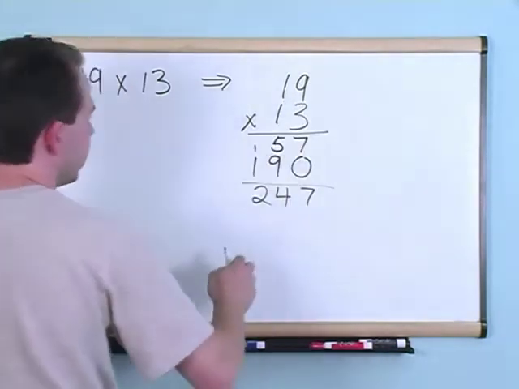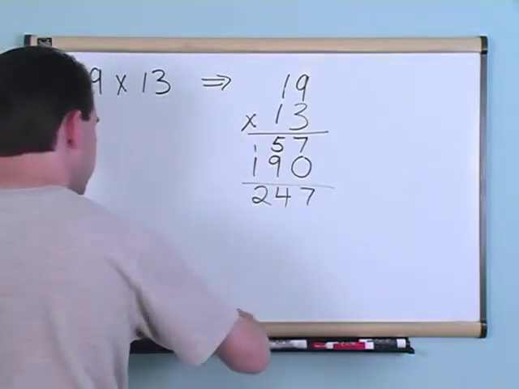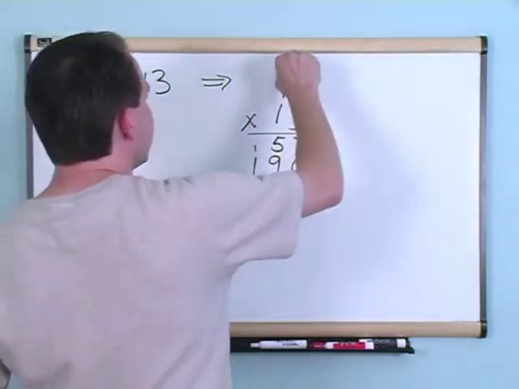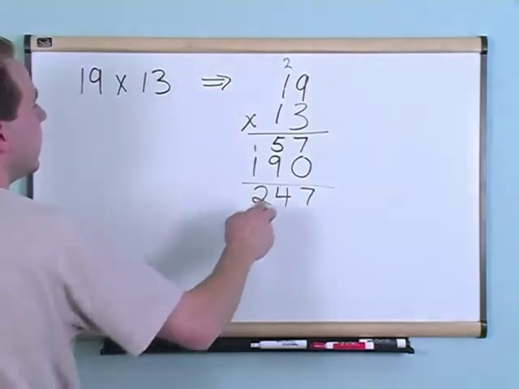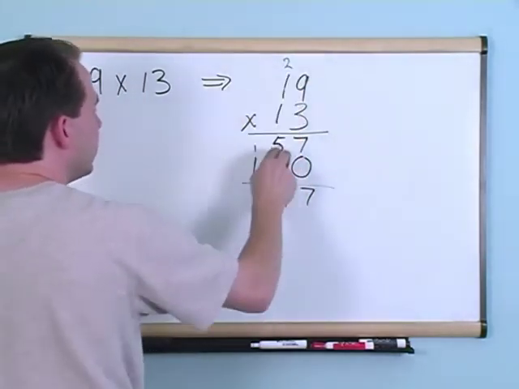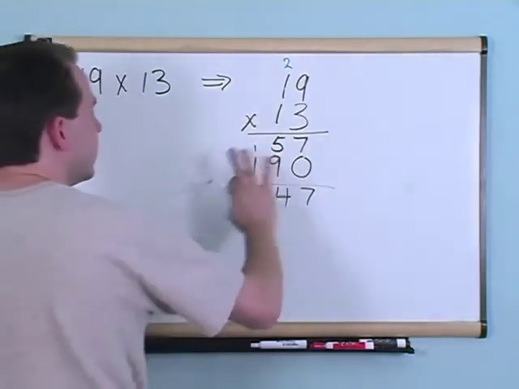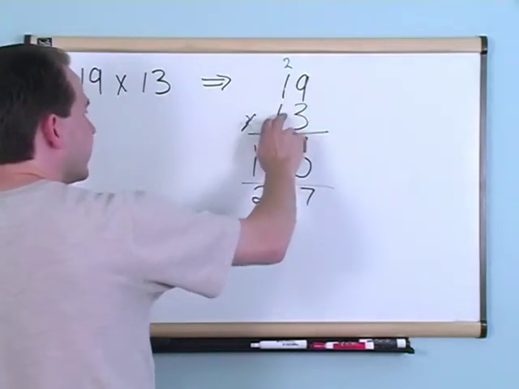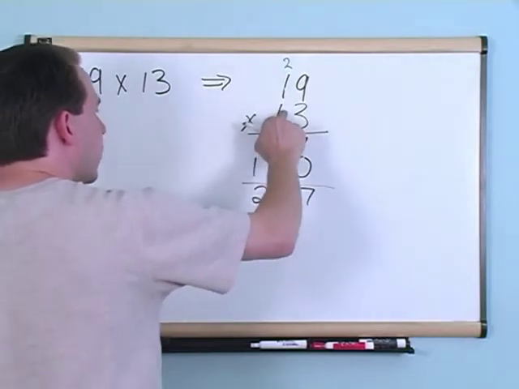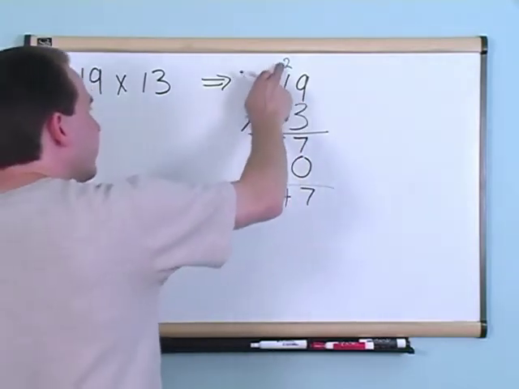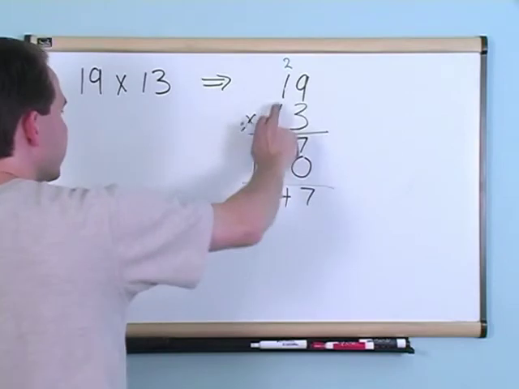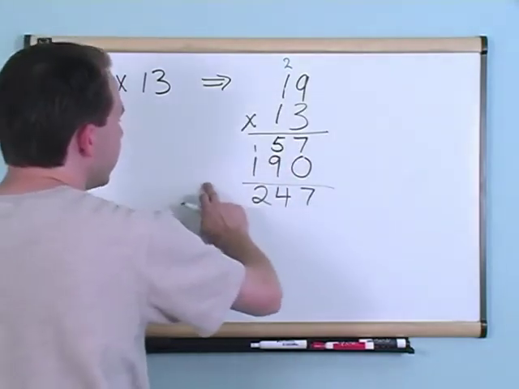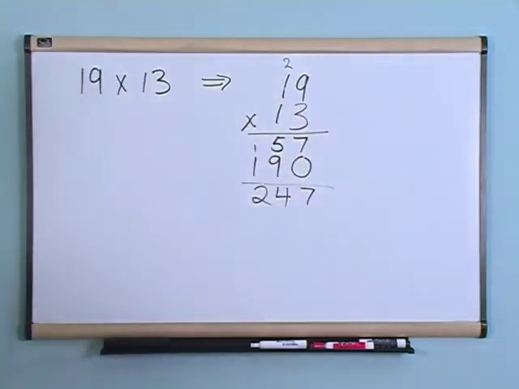9 times 3 gave us 27, okay? And then we had to go ahead and put a 2 up here because we have the 2 and the 7. 3 times 1 gave us 3, add the 2 gives you a 5, okay? Then we put a 0, we started multiplying this. 9 times 1 gave us 9, 1 times 1 gave us 1. This 2 has nothing to do with this multiplication of the 1, so we don't even touch that. The 1 goes here, and then we just add these up and we get 247.